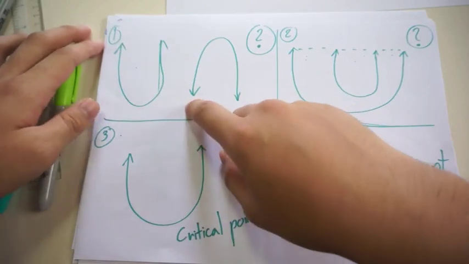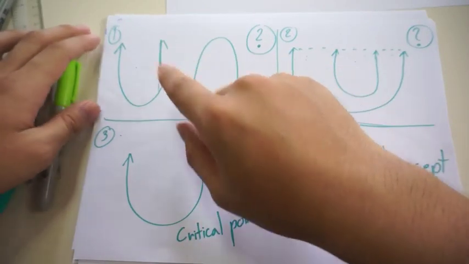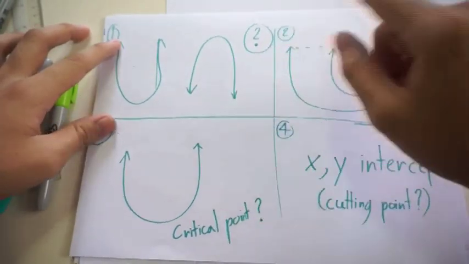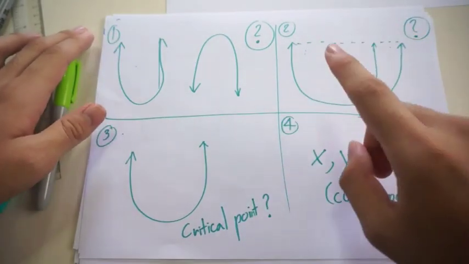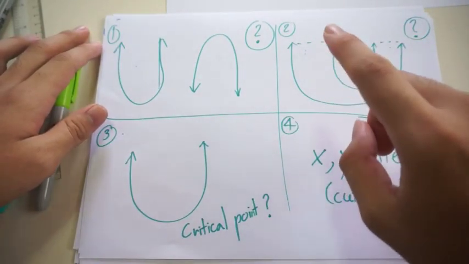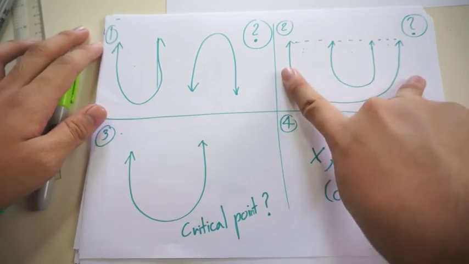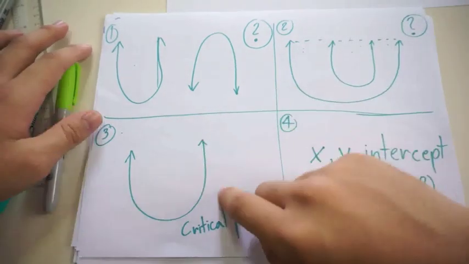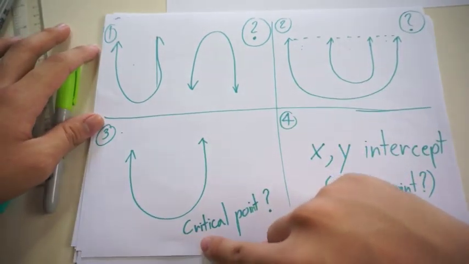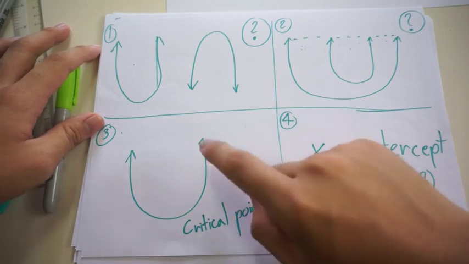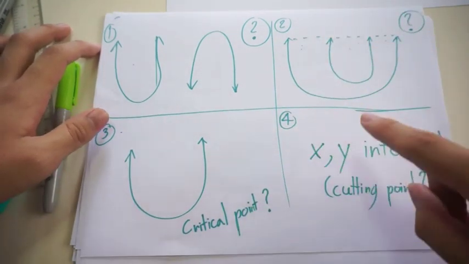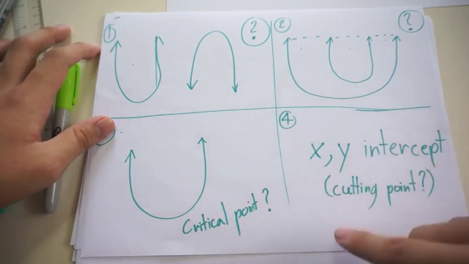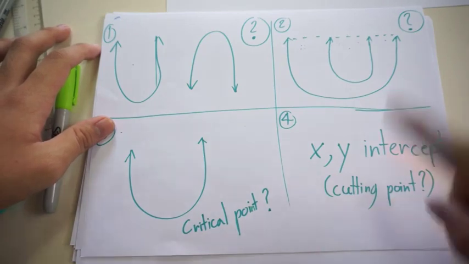First question is, how do we know when the parabola graph will be upward or downward? And second, when will we know that the parabola graph will be wide or thin? And third, what is the critical point of the parabola graph? And finally, fourth, the x and y intercepts of the parabola graph, or I like to call them cutting points. Let's start.